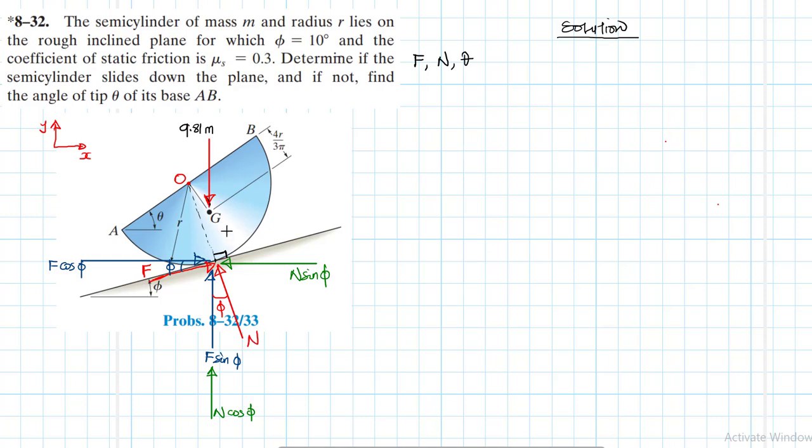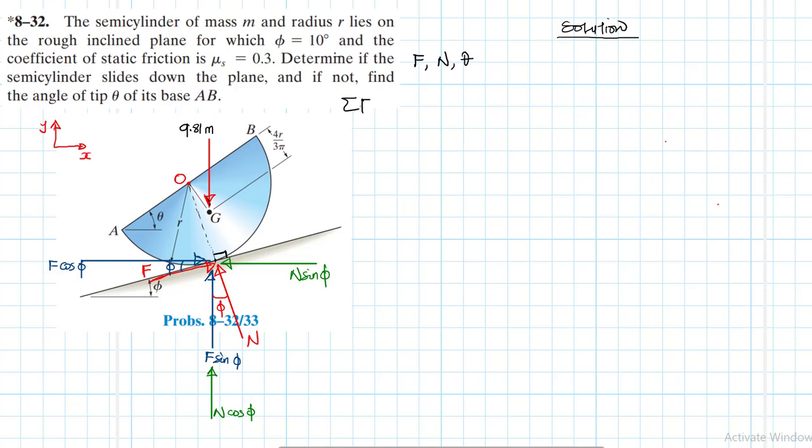This semi-cylinder has dimensions, which makes it easier for us to take moments. So we have altogether three equations of equilibrium, which is good because we are able to solve all these unknowns. But after solving, we need to check, because they've asked us whether the semi-cylinder will slide down the plane or not. So once we are done solving, we'll come back and check.